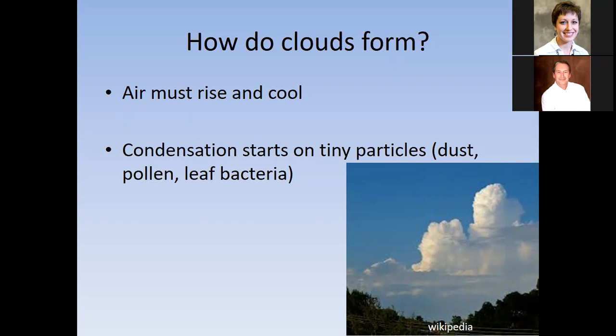Now those water droplets have to condense on something else. And so those are going to be particles like dust, smoke particles, pollen, even leaf bacteria. If we had a perfectly pristine atmosphere, if we had a perfectly clean sky, you can never have clouds form, because you've got to have some type of particulates in the air to actually have that condensation taking place.